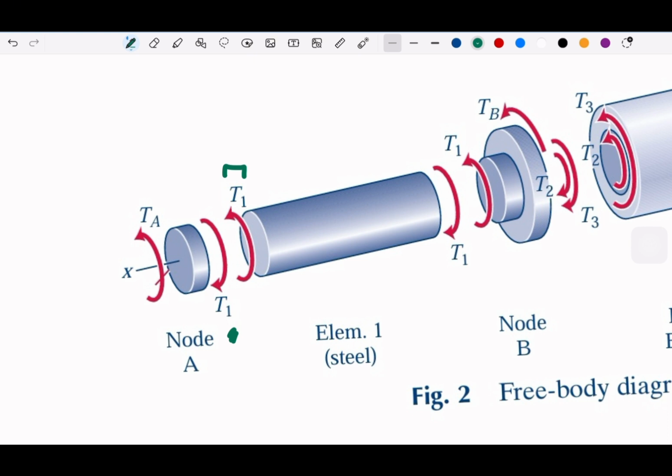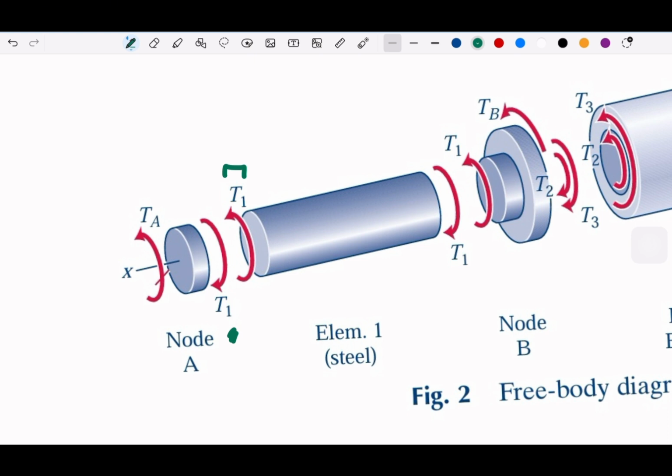We need to cancel the TA on this node A by taking this T1. But we need to cancel this T1 in another diagram, which is this one here, right? So we have this, and then we need to also cancel this with another T1 because they are in one element. Okay? So we have another T1. They have the same value but different rotations. They need to be cancelled out, right?